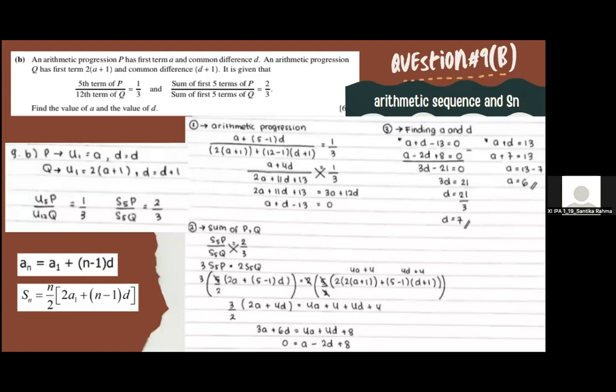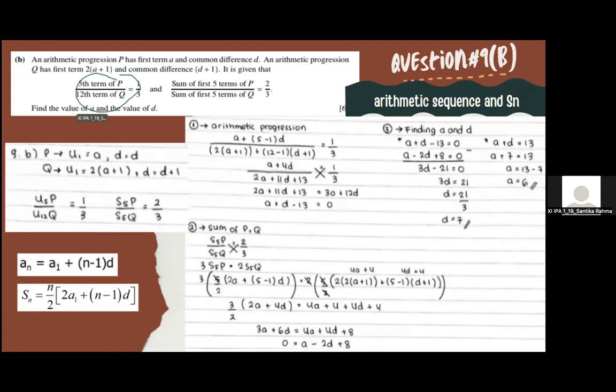For 9b, an arithmetic progression P has first term a and common difference d. An arithmetic progression Q has first term 2a plus 1 and common difference d plus 1. It is given that the ratio of the fifth term of P and the 12th term of Q is 1/3, and the ratio of the sum of the first 5 terms of P and the sum of the first 5 terms of Q is 2/3. The first thing I did was solve the part for the 5th term and 12th term.